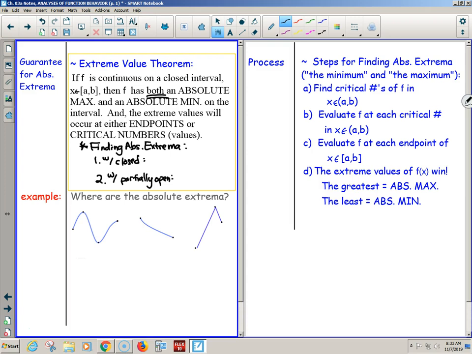But it will have a highest and a lowest value when the function is continuous on a closed interval. And those values will occur at either endpoints or critical numbers.